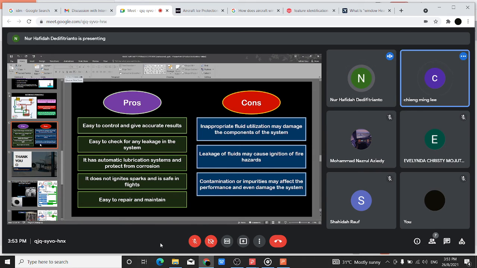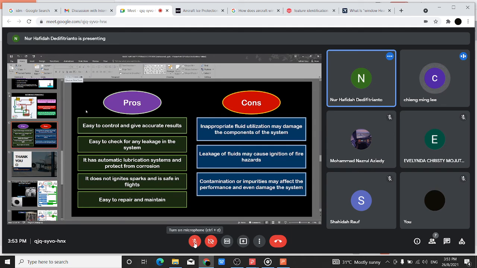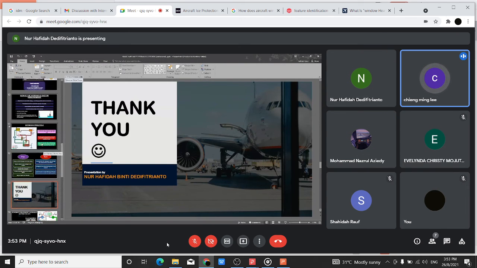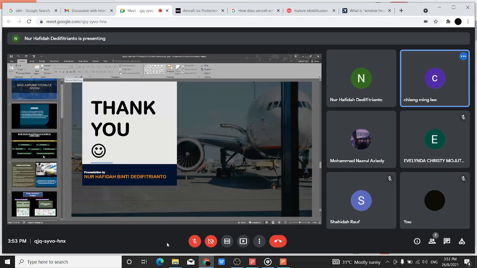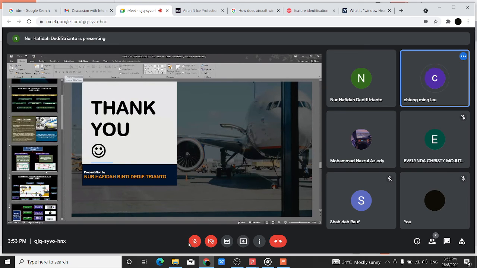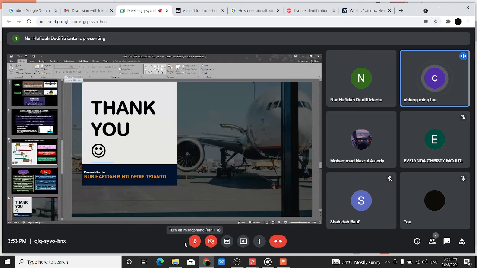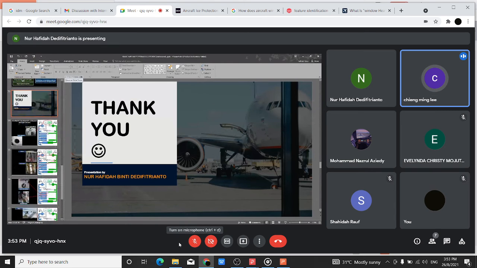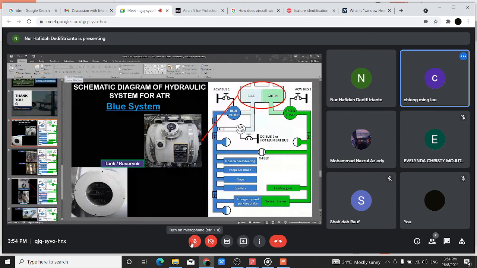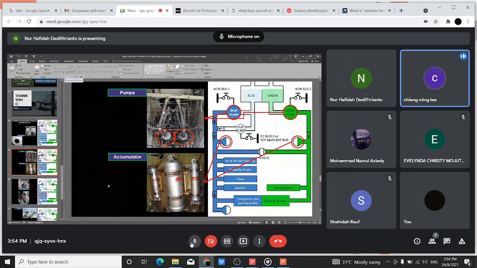Okay. Monday, can we do the spoiler? Not the spoiler, the ice and rain protection, Nazrul. Okay, sir. After that then only we do. On the 31st is a public holiday. On the first, then we go back to Ryan, right?